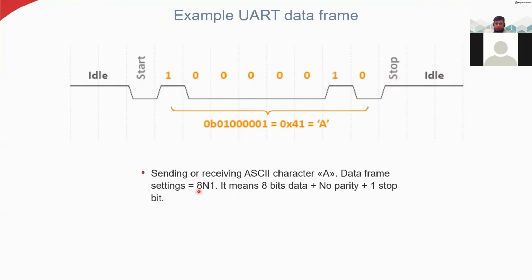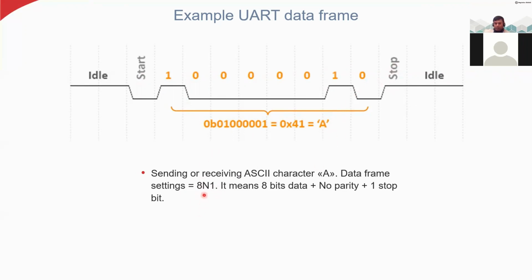If I mention 8N1, the 8 indicates the total number of data bits. It is the 8 bits. And the N indicates there is no parity. I don't set any parity. If I set the even parity, it can be E. If I set the odd parity, it can be O. And this 1 is indicating the stop bit.